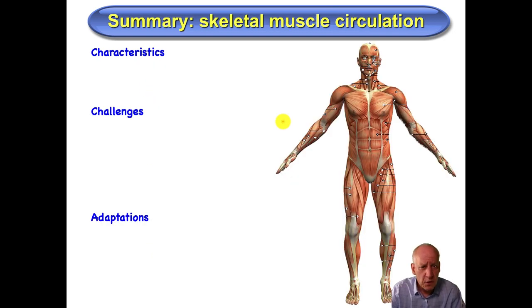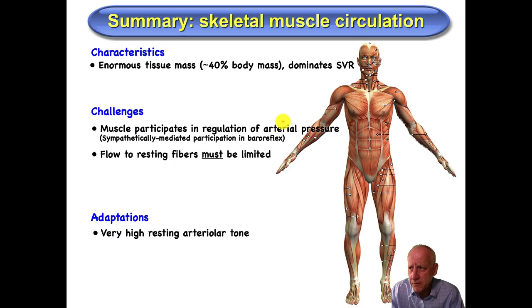And now a quick overview of the skeletal muscle circulation, which we've already touched on in previous lectures. There are two important features of skeletal muscle. First, it is an enormous mass of tissue. Skeletal muscle constitutes about 40% of the body mass, so it dominates SVR. So flow must be limited in resting fibers. But its demand can change tremendously.